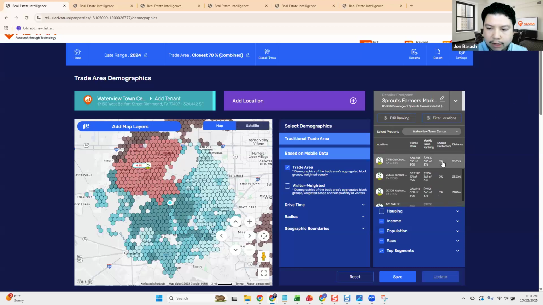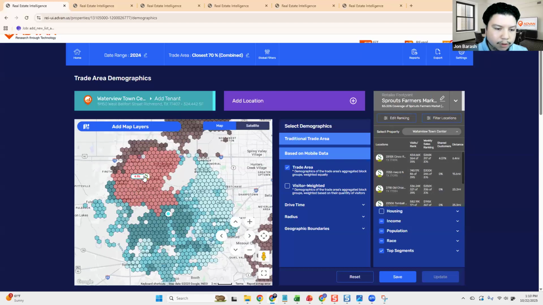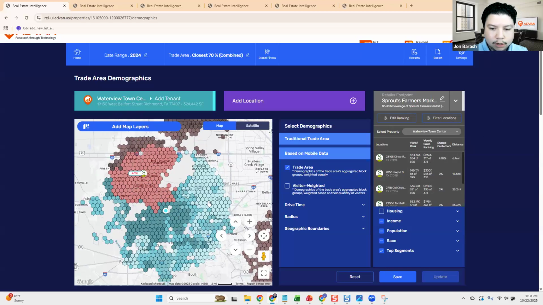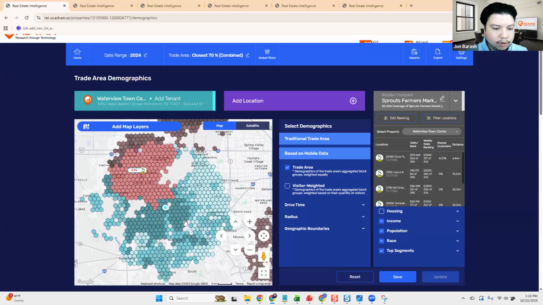So here we have them listed on the right with their distance and visitation. And we have them plotted on the map with their shared customers to Waterview Town Center. So the one over here to the north is sharing 4% of Waterview's existing customers. So it seems like there would definitely be enough room to add another Sprouts to this market.